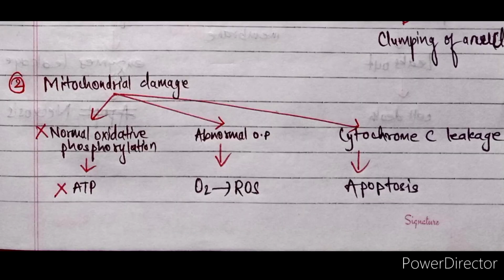Now let's see the second mechanism, that is mitochondrial damage, in which there are also three mechanisms. Number one is that there will be non-functioning of normal oxidative phosphorylation, due to which there will be no formation of ATP. Second is abnormal oxidative phosphorylation will take place, due to which the oxygen will get converted into free radicals, that is ROS, reactive oxygen species, and it will finally degrade the cell. Third point is cytochrome C leakage from the two layers of mitochondria. The cytochrome C will come out into the cytoplasm, and it will finally activate certain enzymes which will cause apoptosis of a cell.